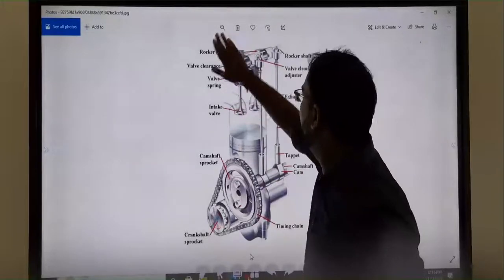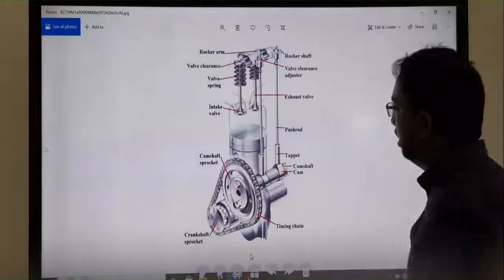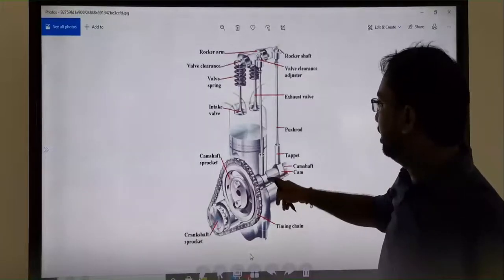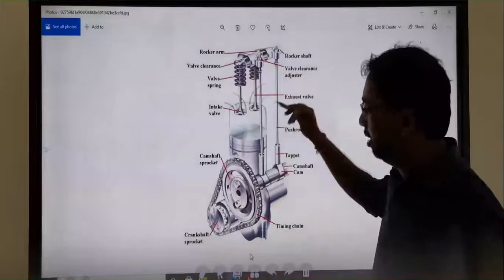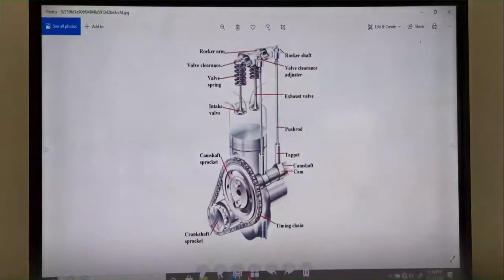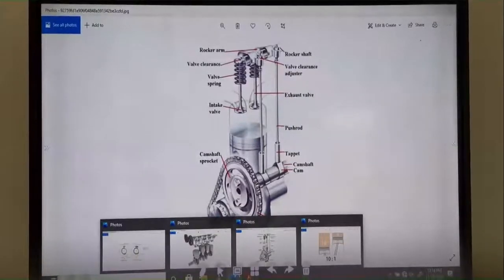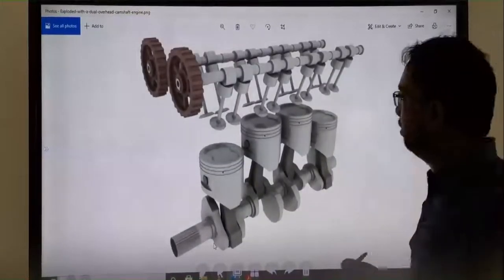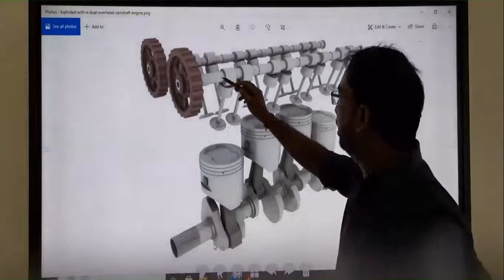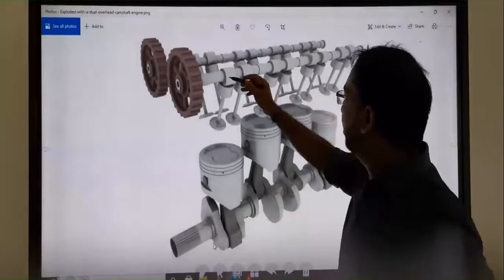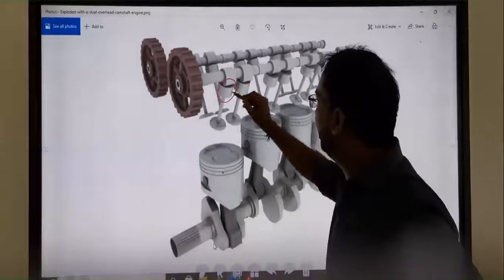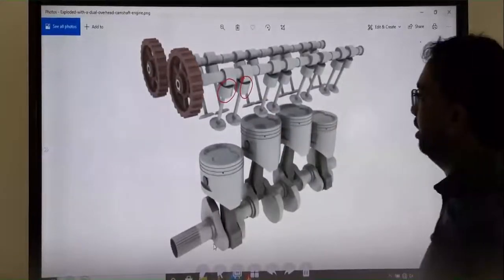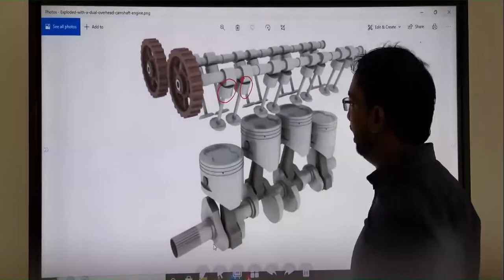So this is the rocker arm valve. This type of valve, the valves are not directly connected with this camshaft. There is a rocker arm. These types of camshafts are in the upside. Okay. So this type of camshaft, the valves are directly connected with the cam lobe. There is no other rocker arm.